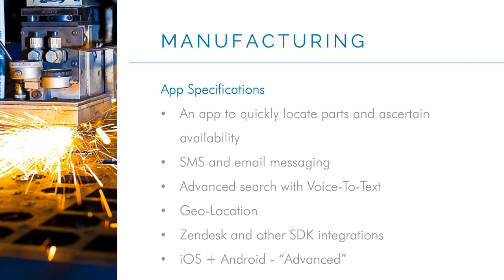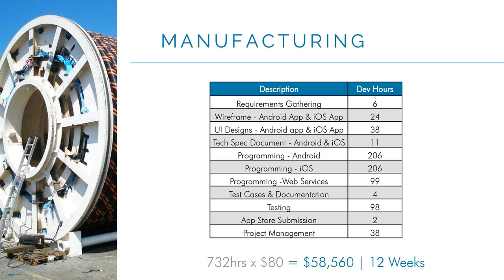To us in the manufacturing world, this was more of an advanced app for what most manufacturers do. So it was a fun project. So with all those specifications, we then came up with this rough idea of what the hours would take. You can see programming there for the Android and iOS. You can see testing and project management, so on and so forth. So to make this quote unquote more advanced manufacturing app, it would take us around 732 hours, which if you do the $80 billing rate, that's $58,000 for 12 weeks.